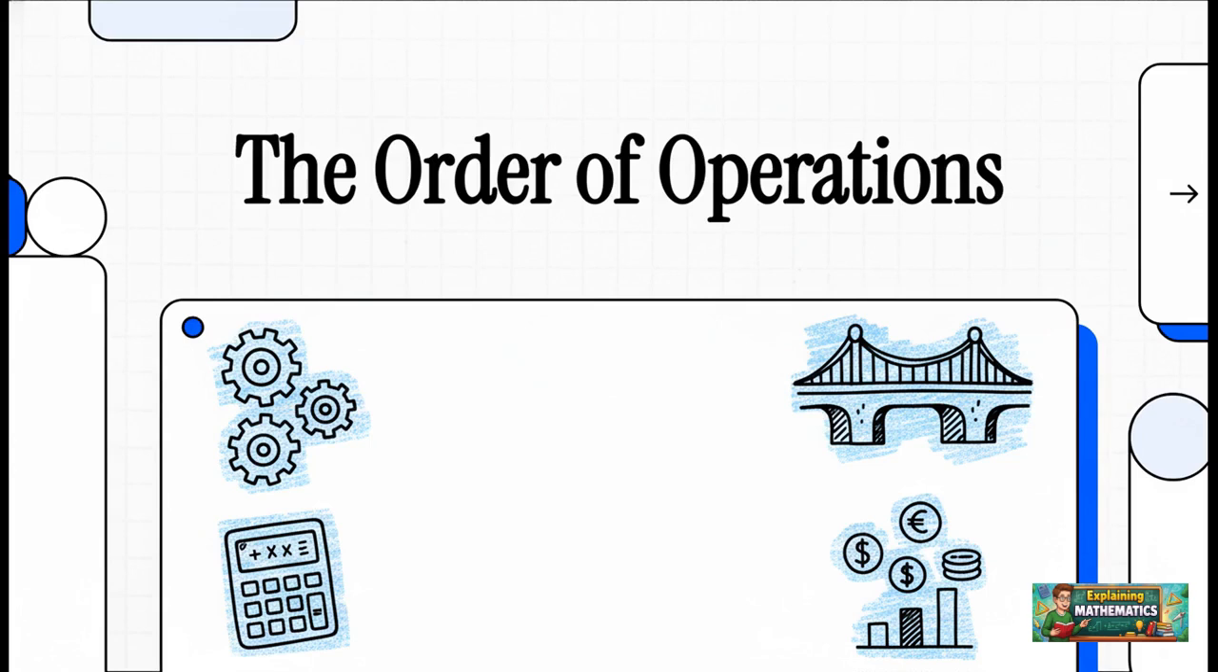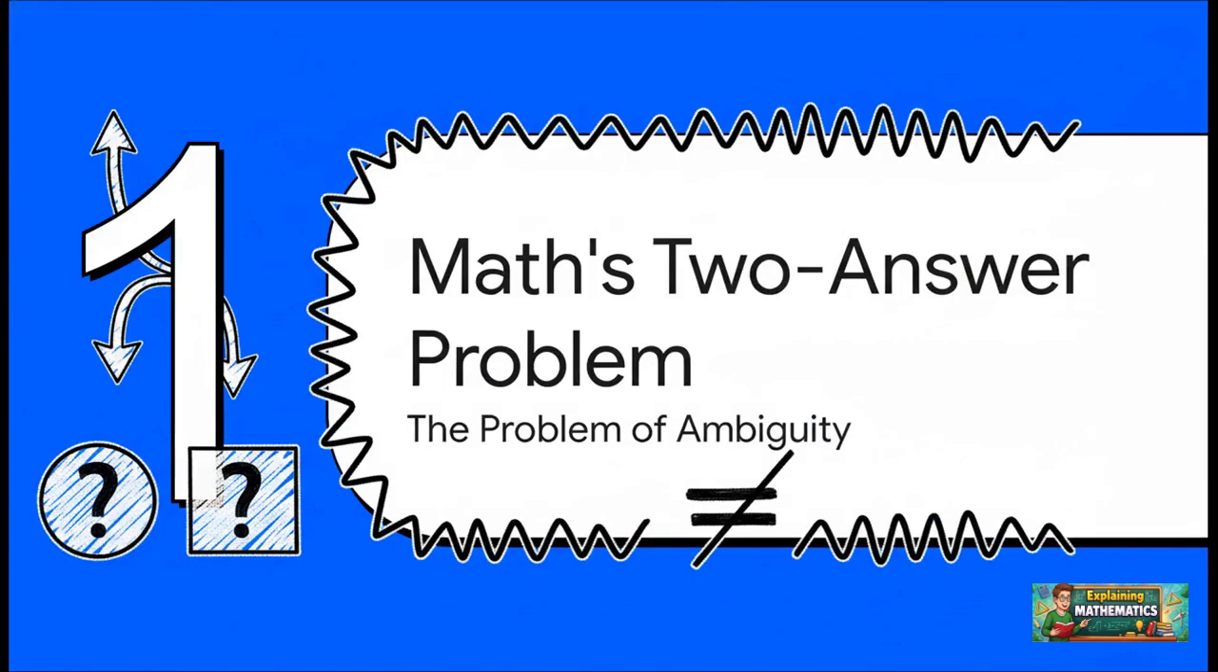It's kind of invisible, but holds our entire modern world together. It's this fundamental rule that makes sure every calculation, from how your bank account works to how a bridge gets built, gives us one single reliable answer. We're diving into the order of operations, which is really the backbone of algebra. Okay, so let's jump right in.